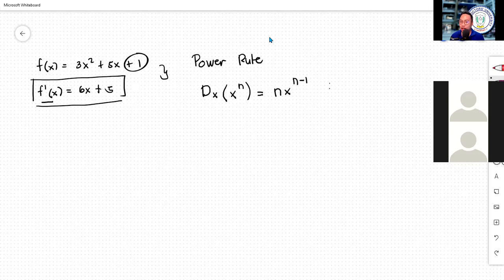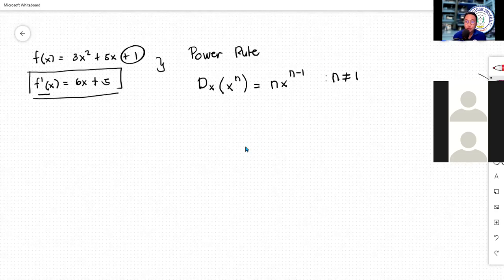This is only good when n is not equal to what? Not equal to 1. Oh, sorry, not equal to 1. Let me change that. It's a bit laggy when I use the Microsoft whiteboard. Not equal to 1. There. So that's the power rule.